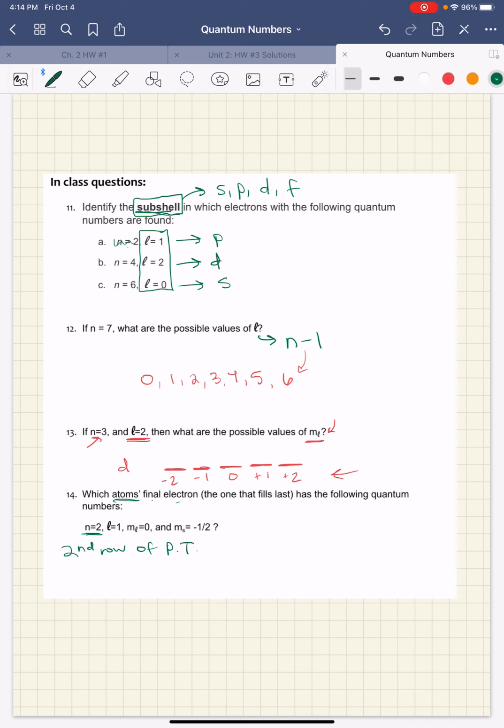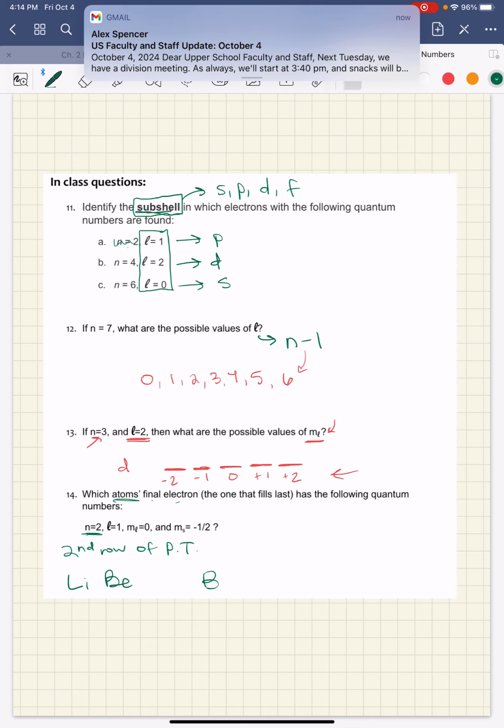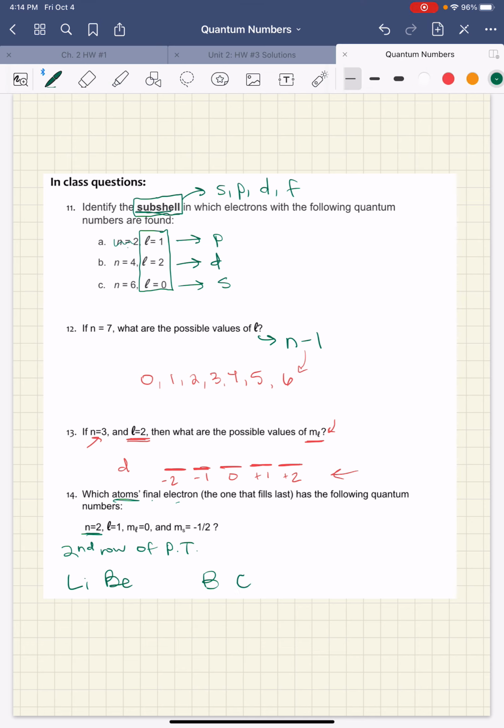And if I take a look at those electrons, my options are Li, Be, and then jumping across, B, C, N, O, F, and Ne. Well, I see next that L equals 1, which means I'm in the P sublevel. Li and Be are both in the S sublevel, so I know it can't be these. It has to be one of these 6.